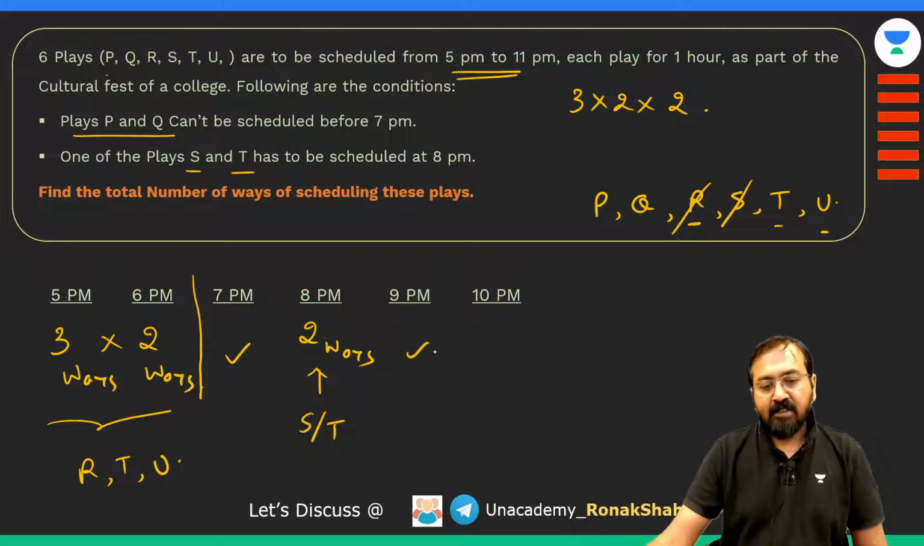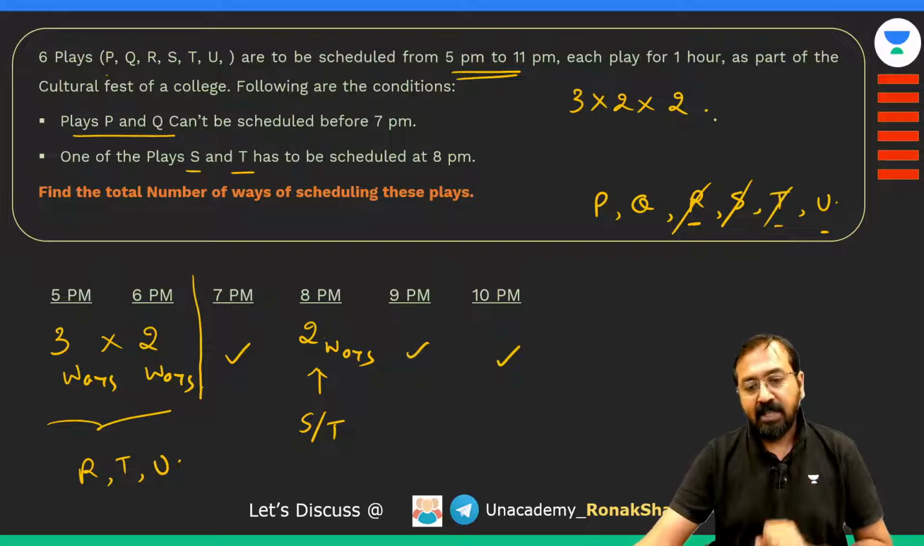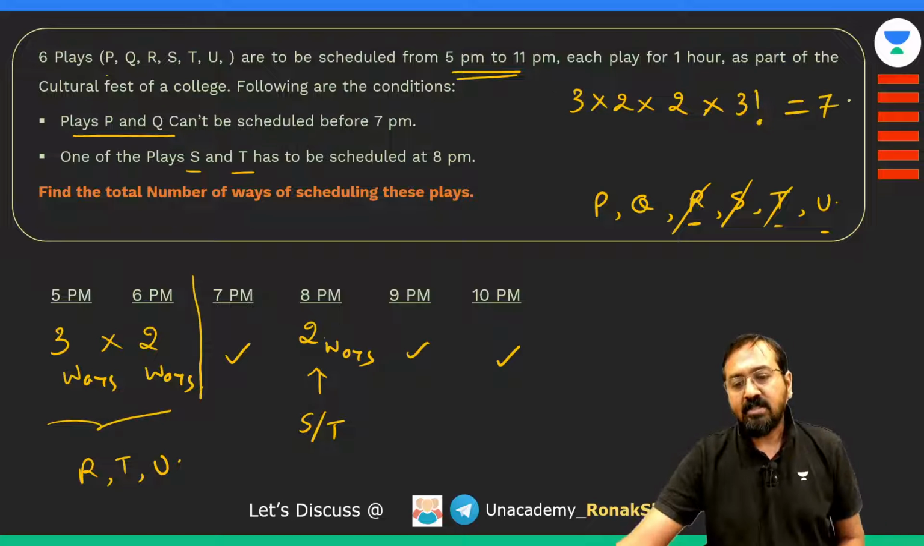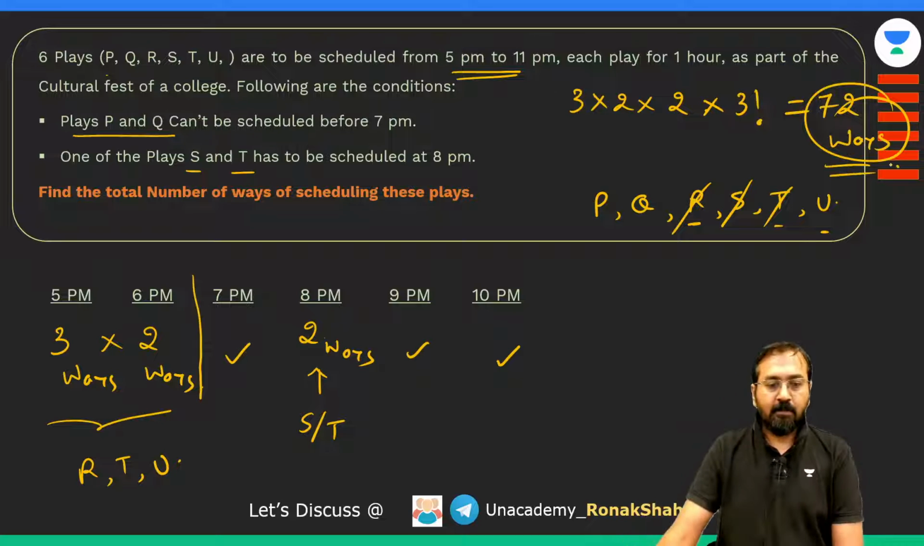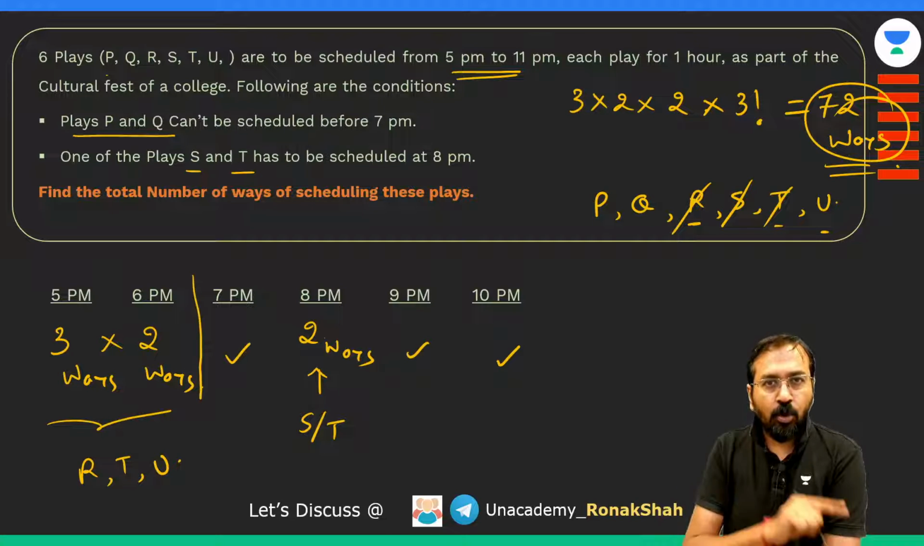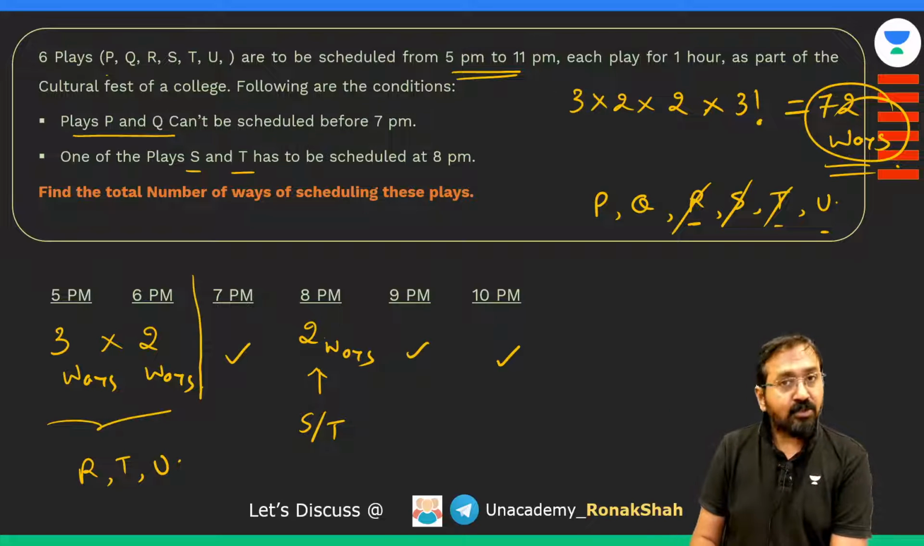Now we are left with 3 positions and we are left with 3 plays. So 3 positions, 3 plays, it can be done in 3 factorial ways. So now if you calculate, this will come out to be 72 ways. So that will be your answer for this question. Just think about this question once again, because as I mentioned, it is a slightly tricky question. So if you want, you can scroll back and replay this part in case you haven't understood it yet.